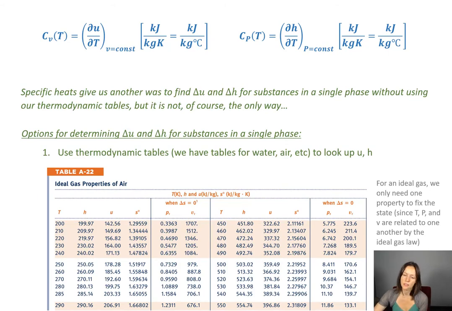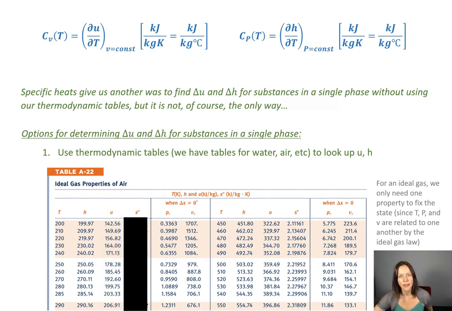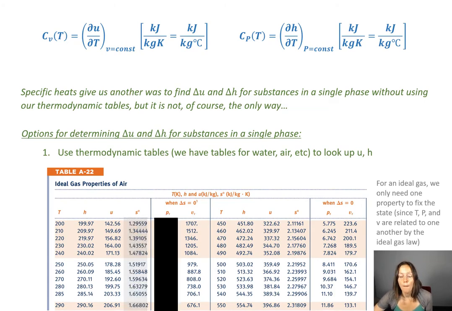So let's look at this A22. You've got a column for temperature. Let's say that you've got air at 200 Kelvin. I could pull off the H value, that's 199.97 kilojoules per kilogram. I could pull off the U value, that's 142.56 kilojoules per kilogram. So those are the three columns that you're going to use right now. There are other properties on here that I don't want you to use yet. So this S naught, since that probably doesn't look very familiar, there's probably not too much of a risk of you using those incorrectly. But the PR and the VR values, that's not pressure.